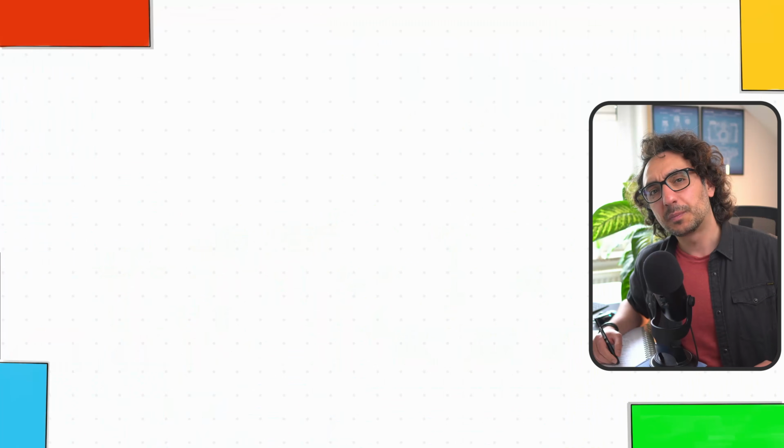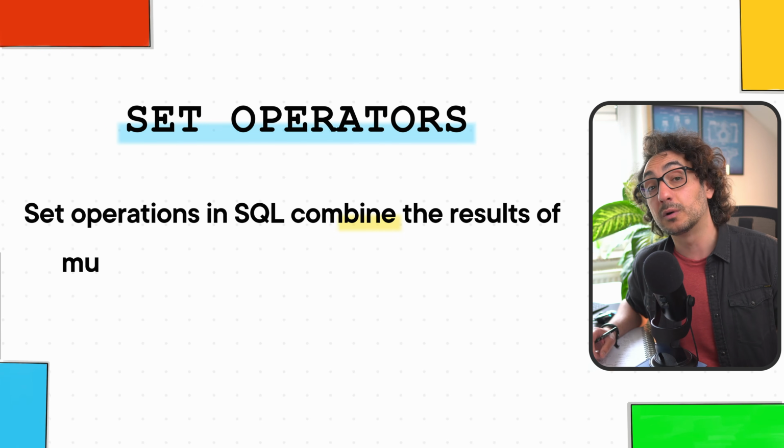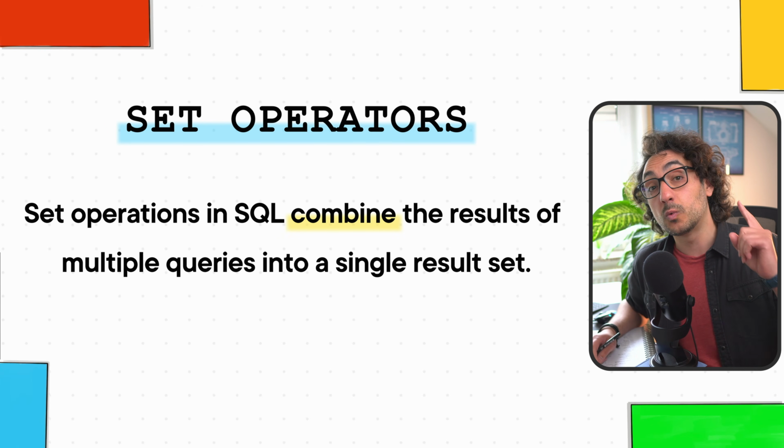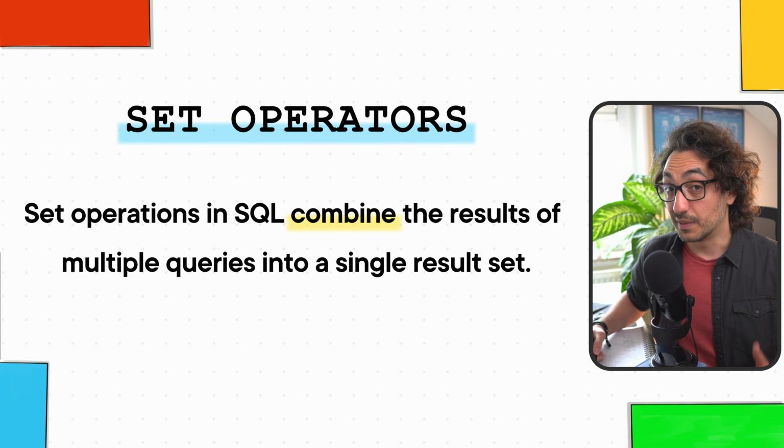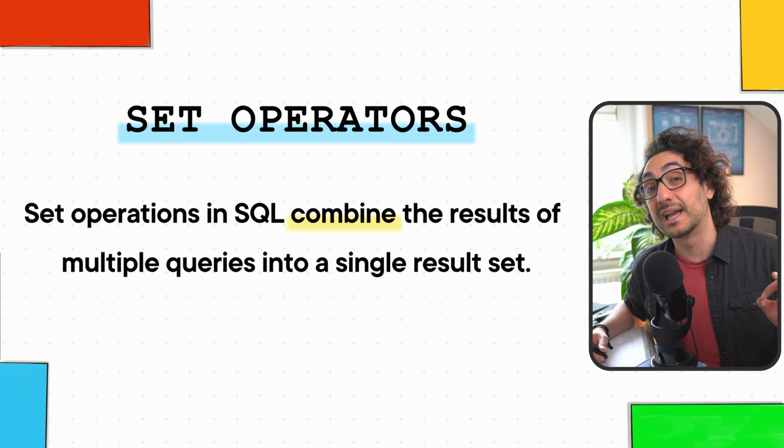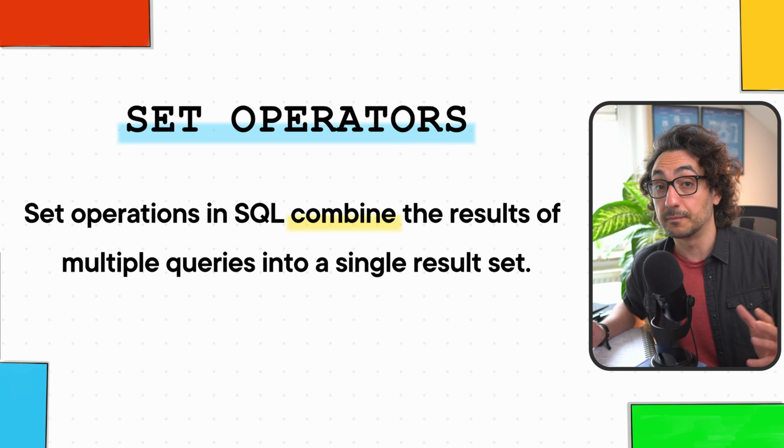Okay, so what are SQL set operators? Set operators gonna go and combine the result of multiple queries into one single result set. So this definition sounds very similar to the SQL joins, right? There as well, we're gonna go and combine the result of multiple queries into one single result set. So what are the differences between joins and the set operators?